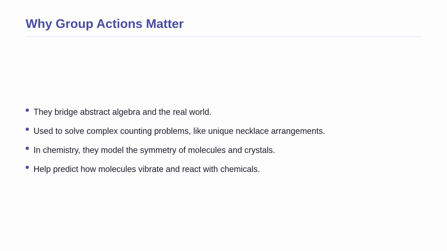Now that we have seen how the math and geometry work, why does all of this matter? Group actions are the ultimate bridge between abstract algebra and the real world. Without them, groups are just isolated tables of symbols. With them, we can solve incredibly complex counting problems, like figuring out how many unique necklaces you can manufacture using different colored beads. In chemistry and physics, scientists use group actions to study the symmetry of molecules, predicting how they will vibrate, absorb light, and react.